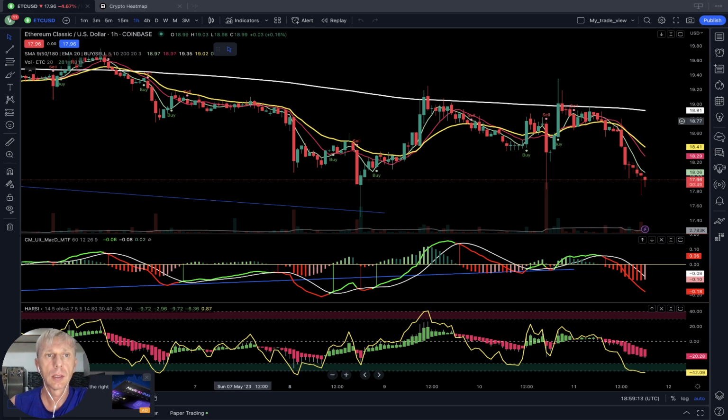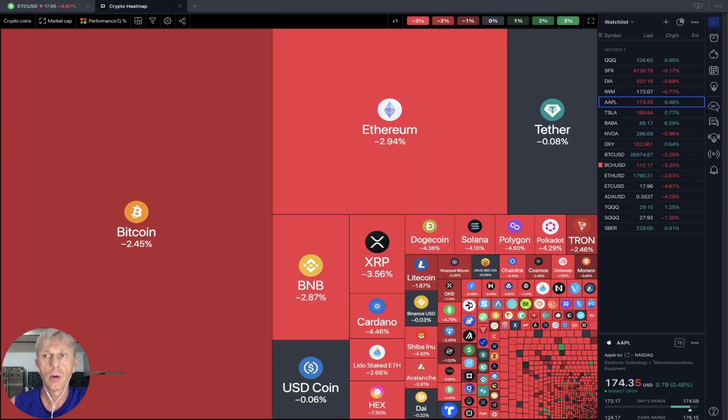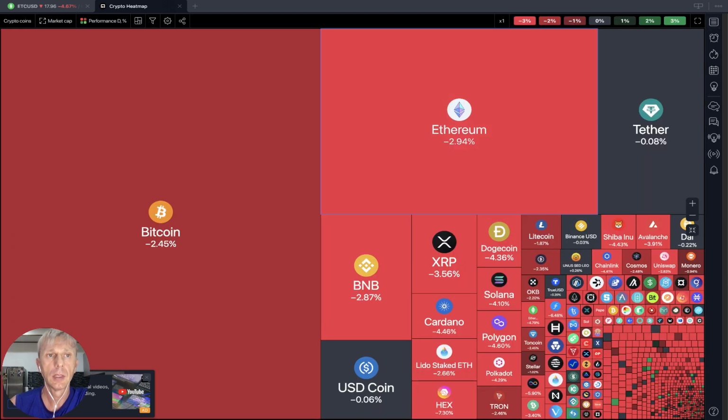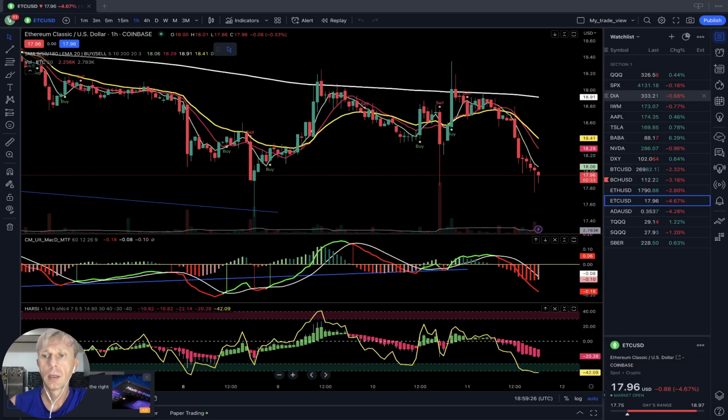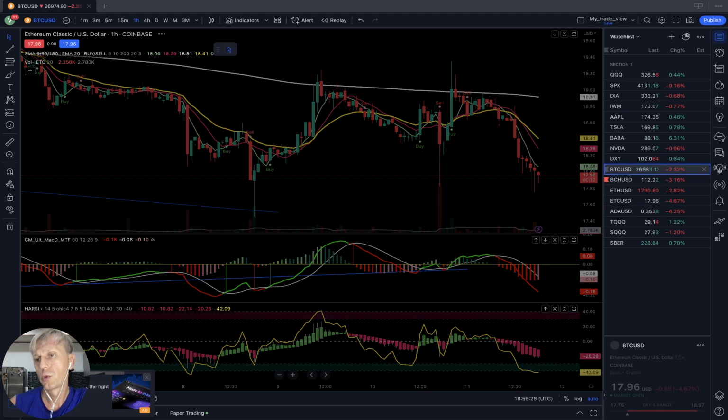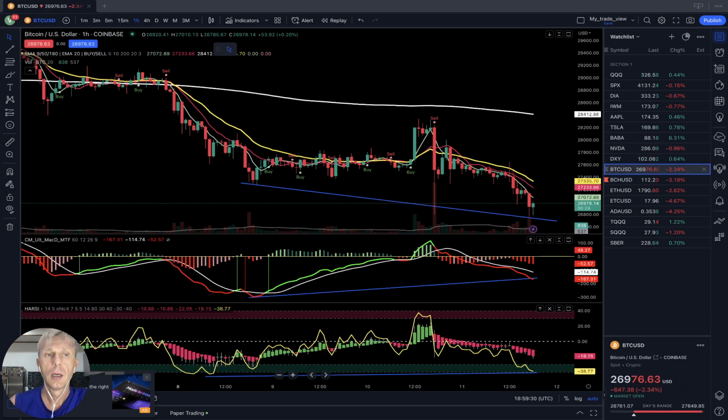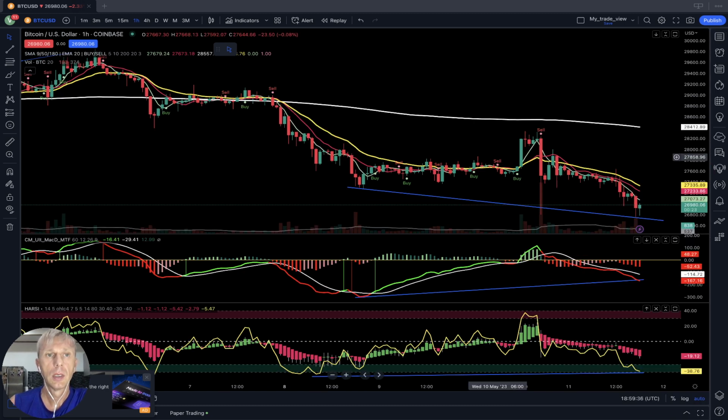Let's start with the crypto heat map. Everything red, all red, very bearish, very negative. Let me close it. Now let's start from Bitcoin. Bitcoin minus 2.5% today. And let me briefly show you the current setup.